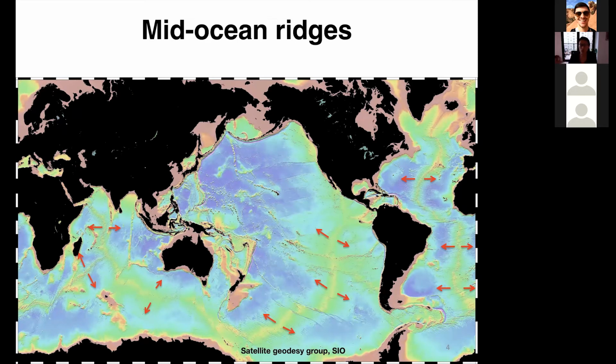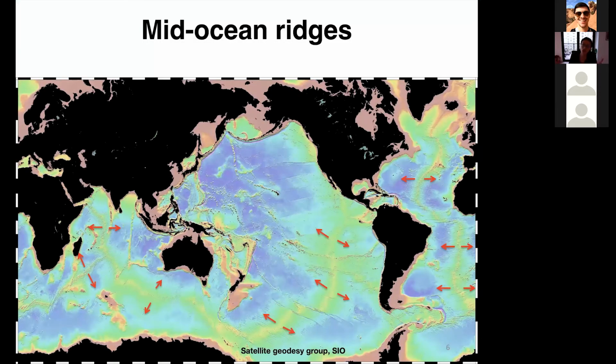So what do you see when you go to these ridges? If you can guess, you see black nothingness, because the average depth of these mid-ocean ridges is 2.5 kilometers. That's very, very deep. So these are very harsh environments that are very difficult to observe.